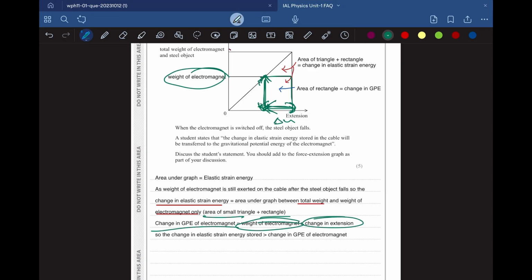And we know this whole area is greater than this smaller rectangle. So we can say the change in elastic strain energy is greater than the change in GPE of the electromagnet. Hopefully you guys have understood it completely. This was a tricky question and it is important to understand this for your upcoming exam.